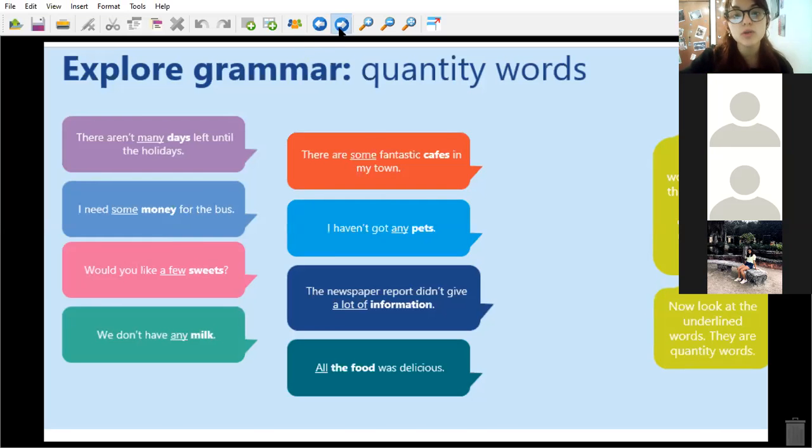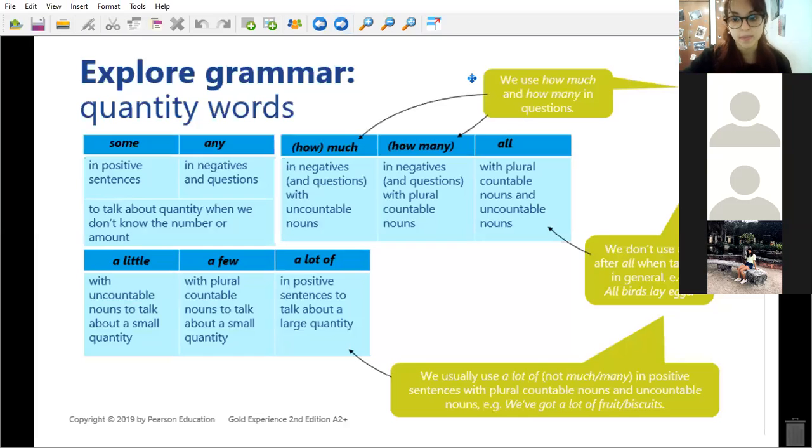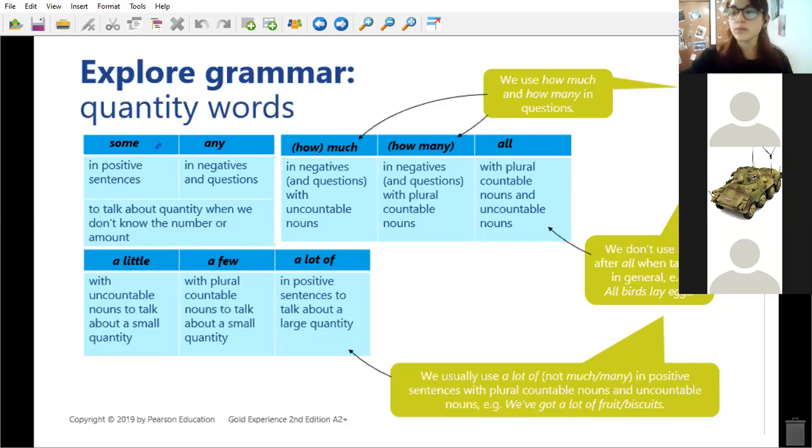Now we're going to look at them in detail. Okay, here we have the charts again. So we're going to start here with some and any. I'm going to read all of them. So we have some, any, how much, how many, all, a little, a few, a lot of. So we're going to start with these two.